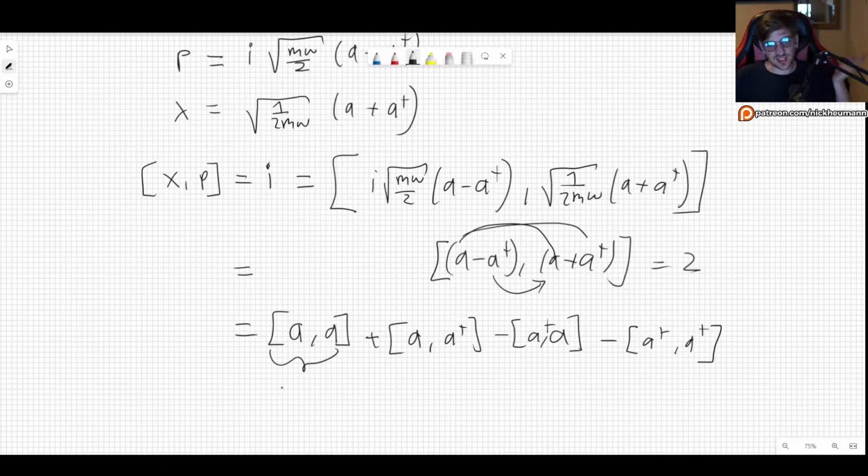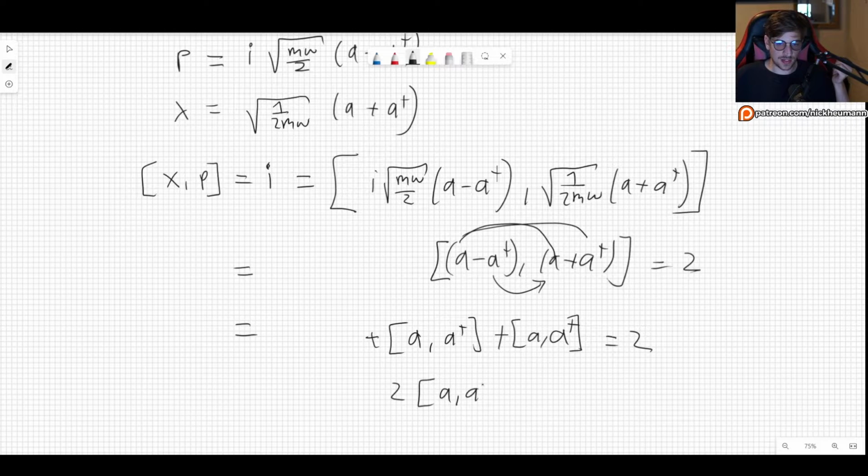Now this of course is 0, right? A minus a, well, that's the same. And here as well, a dagger minus a dagger, that's also 0. So this commutator is 0, this commutator is 0. And then keep in mind that you can switch the order of a commutator by just putting a minus sign in there. So we can just switch these. So we have a comma a dagger, and this minus turns into a plus. So we simply have that 2 times the commutator of a comma a dagger is equal to 2. So that means the commutator of a comma a dagger is equal to 1.